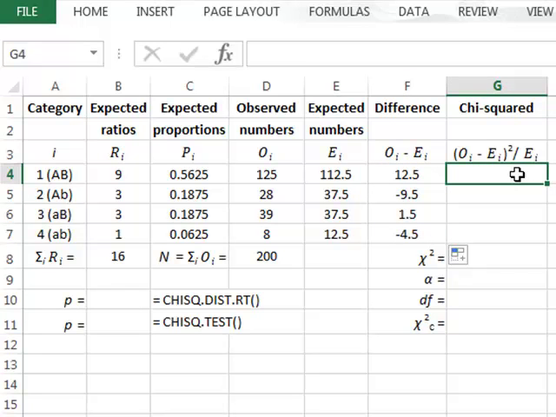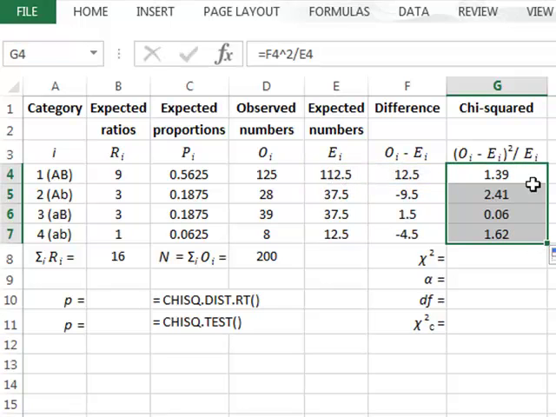And then we calculate the chi-squared contribution for each of these categories, which is equal to the difference observed minus expected, which is in F4, squared, which is up arrow 2, divided by the expected value, which is in E4, and we copy this calculation for all of the categories. So we have chi-squared contributions for each of these categories. The larger values show the largest deviation between observed and expected.